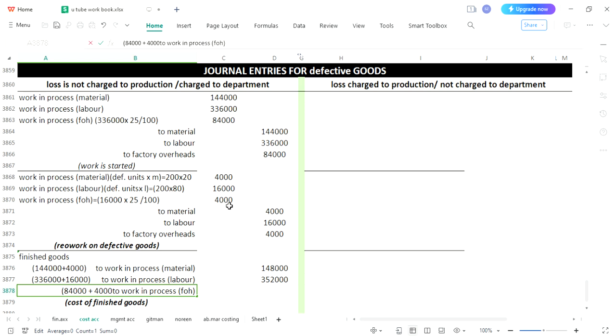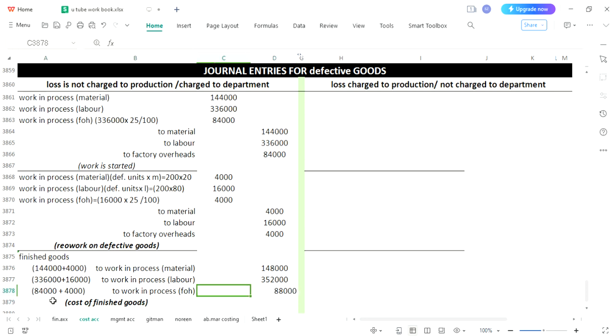In this way you have completed your statement, and now you can calculate its amount by putting the first amount, which was 84,000, and then you will add your second amount which is 4,000. So all three amounts have been calculated. As I was telling you, the amount of finished goods would be calculated later on by applying a simple accounting principle.